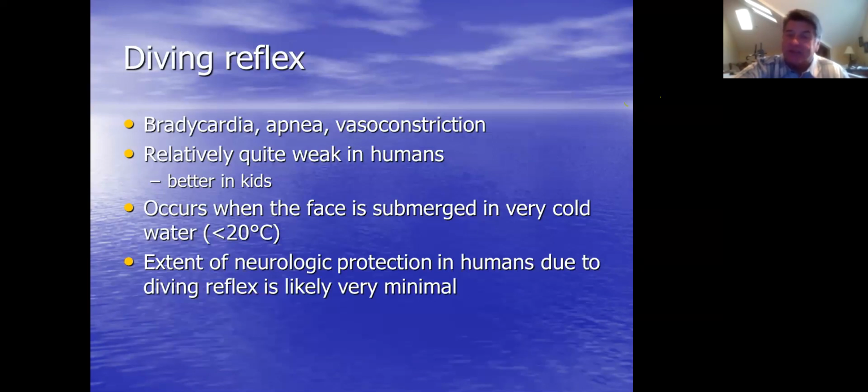I've used it successfully one time in treating a child with SVT, but most of the time, either it doesn't work or people panic and the heart rate remains high. When we're talking about drowning victims, a diving reflex also can occur. And the extent of neurologic protection in humans due to the diving reflex is likely very, very minimal. However, you'll hear a case on the news every winter about a child who was protected or lived despite a diving reflex and drowning. So we'll talk about that in a minute.